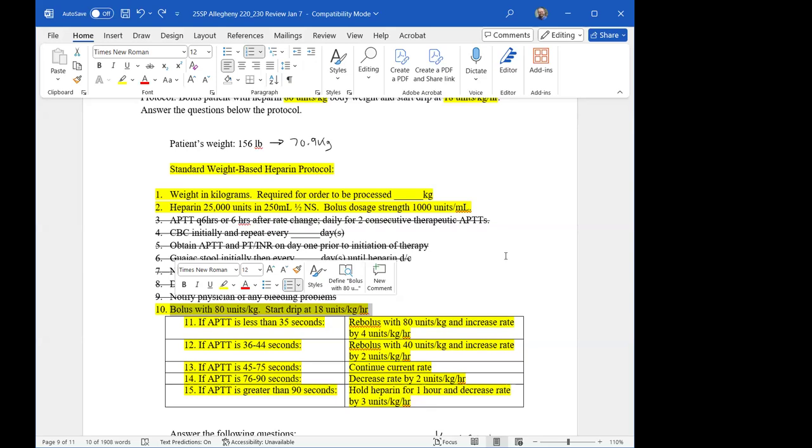This is also why you know you need to account for the patient's weight in this type of procedure, because it tells you that the order is in units per kilogram. So we have to account for the patient's weight.